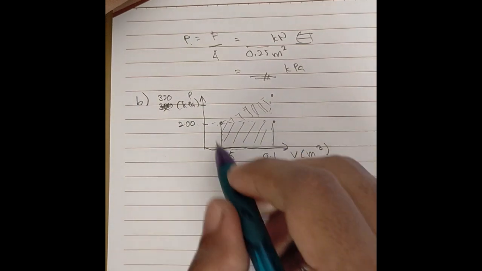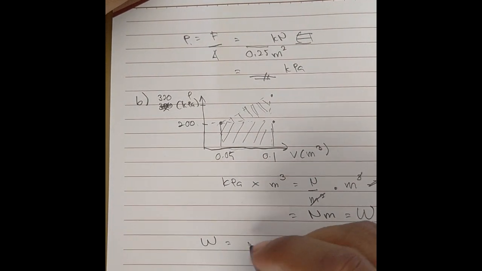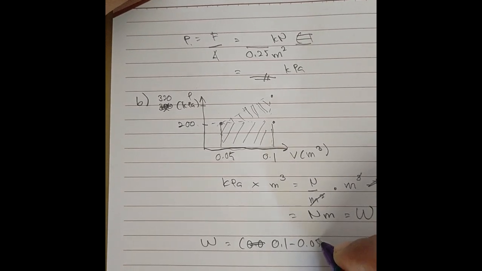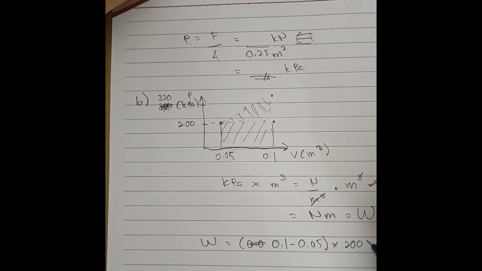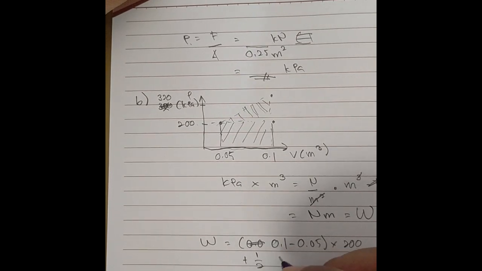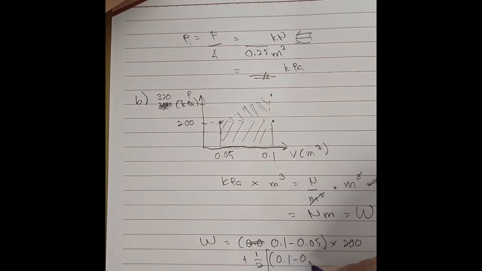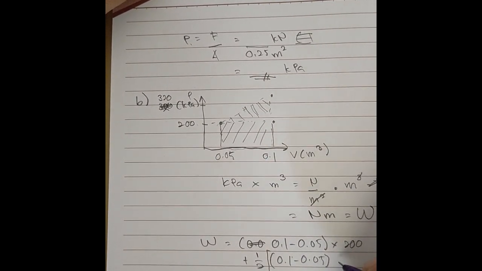Okay, so the total area, this area, so you have work equals 0.1 minus 0.05 times 200, plus one over 2 times 0.1 minus 0.05 times 320 minus 200. So you got your final answer in Newton meter.